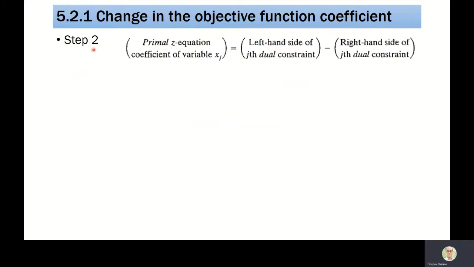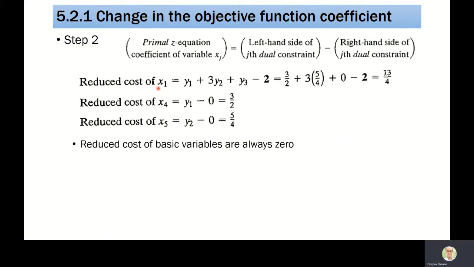Thereafter, we are going to use step 2. Step 2 means we will be finding the reduced cost of non-basic variables by using the left hand and right hand side of the jth dual constraint. So the first non-basic variable is x1, with the dual form which we have written earlier. Left hand minus right hand side gives me 13 by 4. Similarly for x4, it is 3 by 2. Similarly for x5, it is 5 by 4. And we have to understand that the reduced cost of all basic variables is always 0.